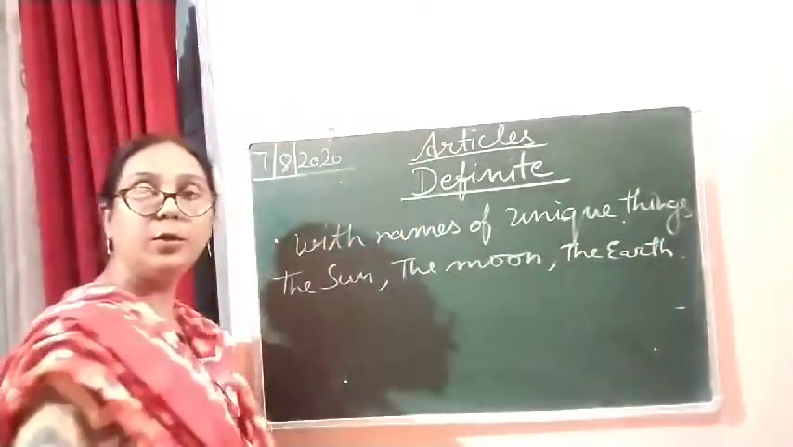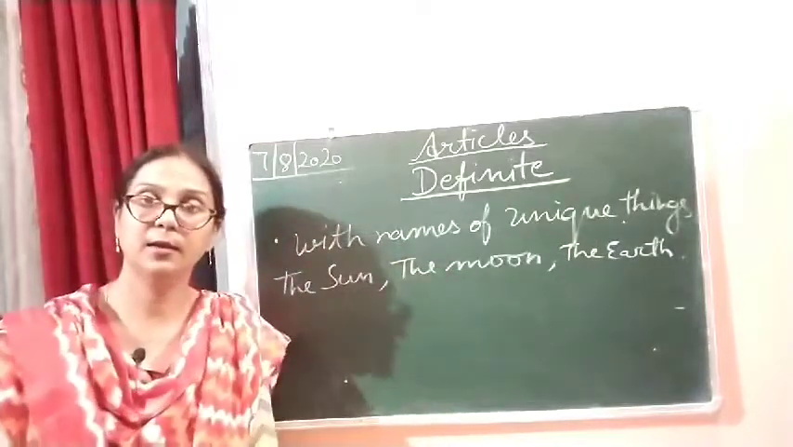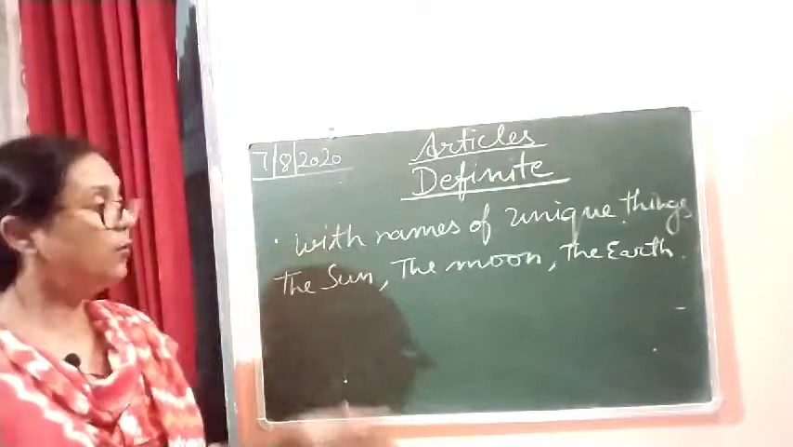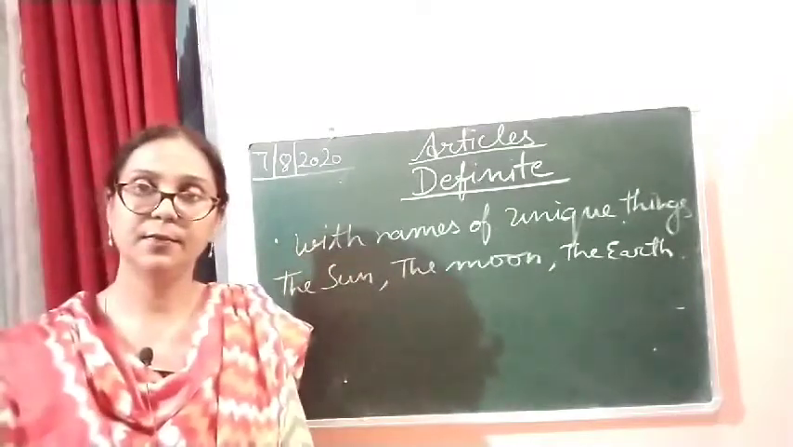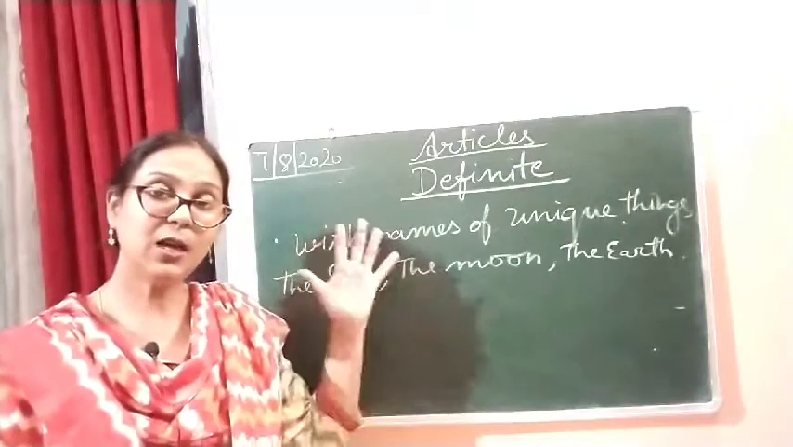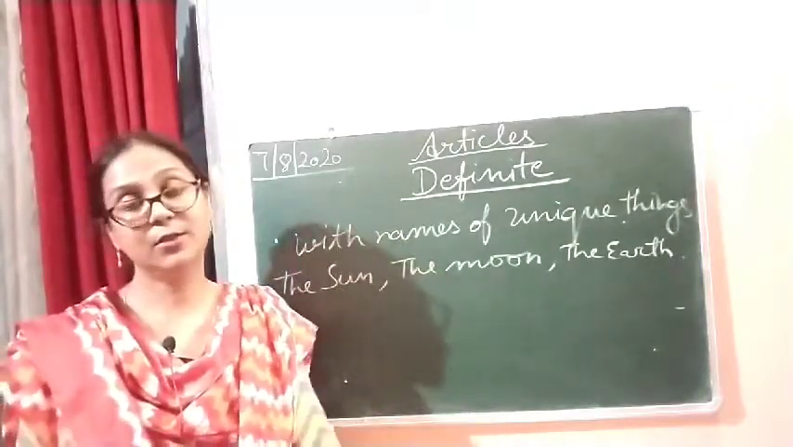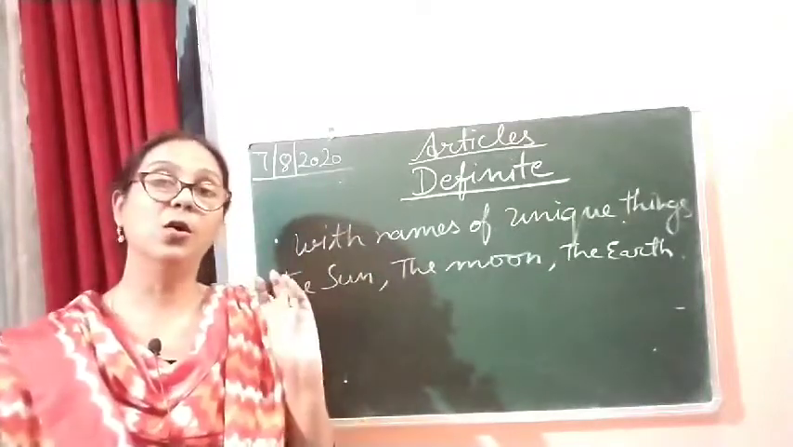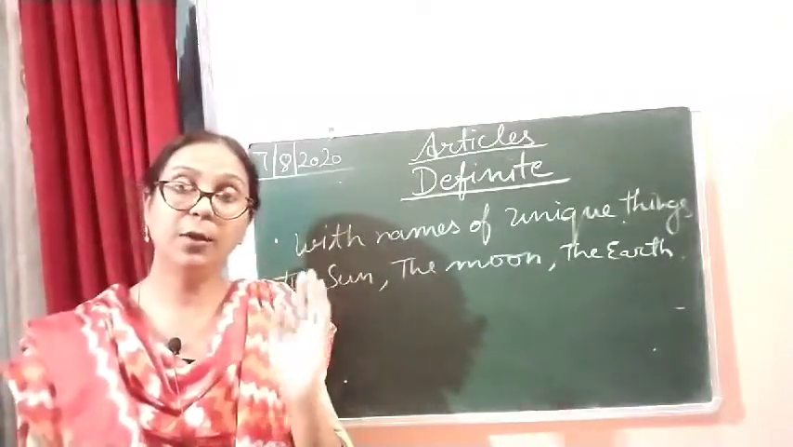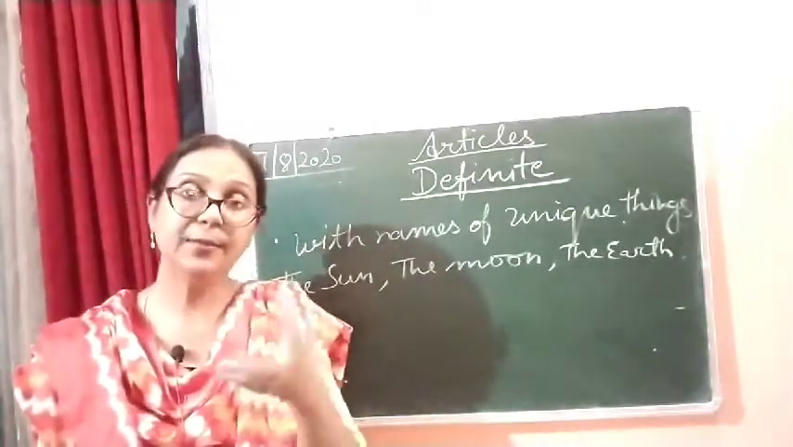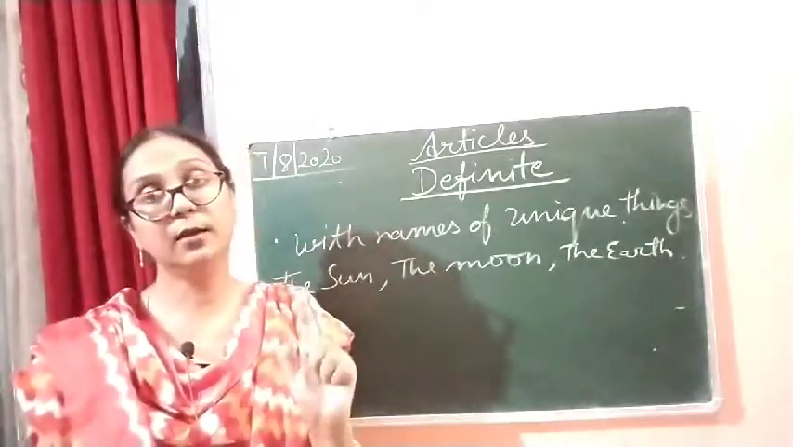These are all unique things. The sky. These are all universal things that we are very definite about. That is why we are supposed to write 'the' over there. So these are the uses of 'the'. First of all, whenever we are supposed to specify something, or we are talking about the particular thing which we wanted to describe, that time we are supposed to write 'the'.